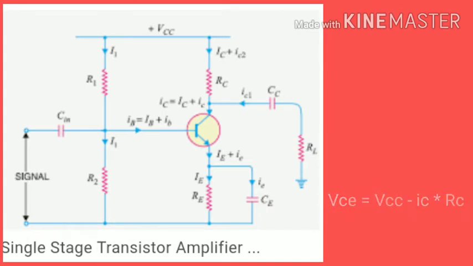When we apply a positive half cycle of the signal at the base and emitter junction, the base current of the transistor increases. That results in an increase of the collector current due to transistor action. Hence, the voltage across RC will increase.